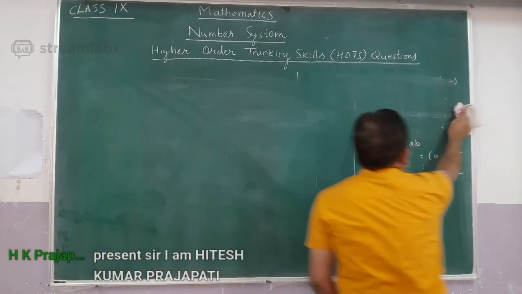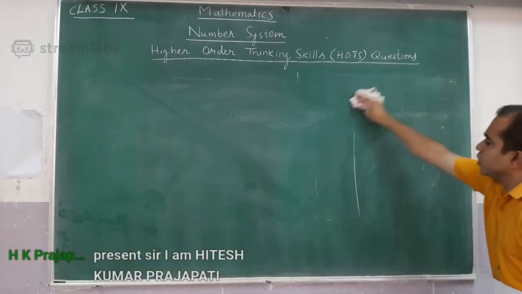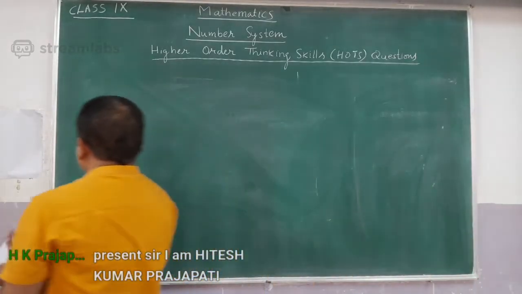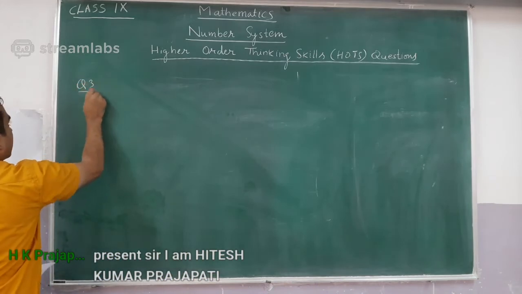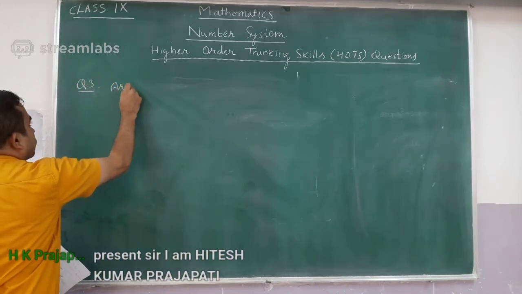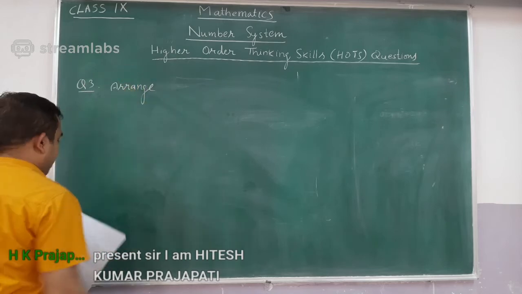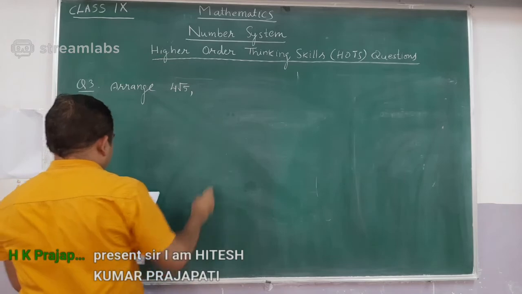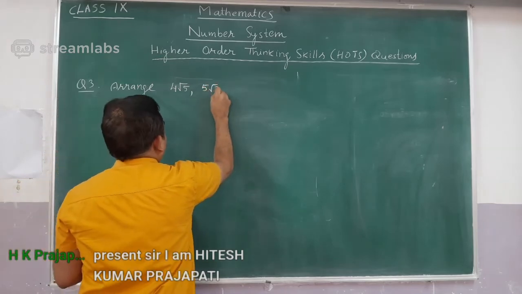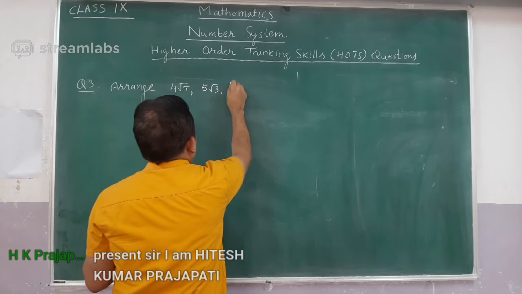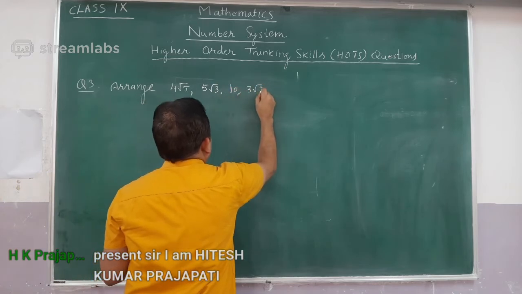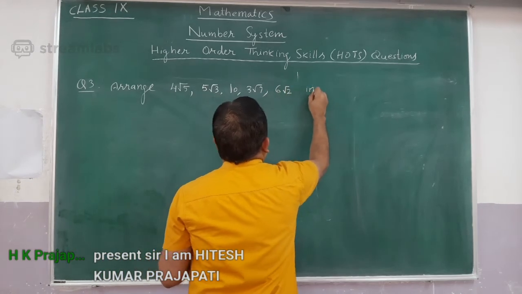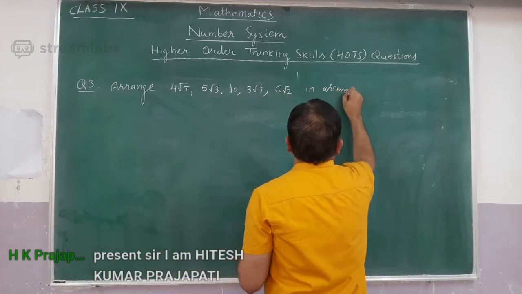Now, let us see one question of arrangement. In one question, there is a question to arrange 4 root 5, 5 root 3, 10, 3 root 7, and 6 root 2 in ascending order.